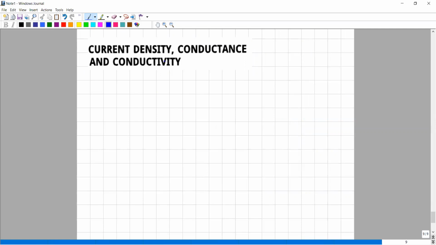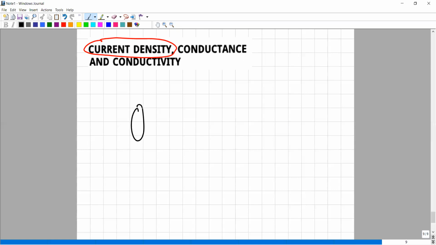So first, we'll do current density. Now this is a new term. Current density is a new concept that has never been taught to you in your junior classes.